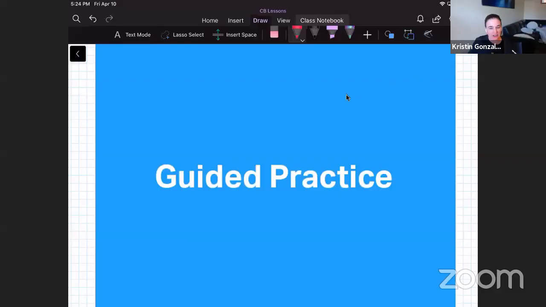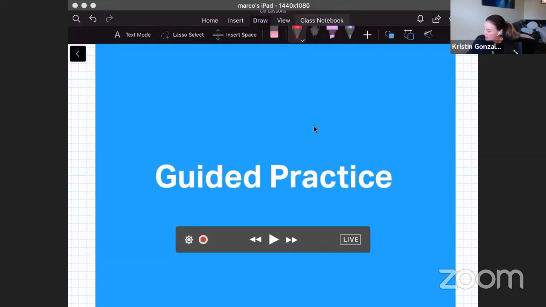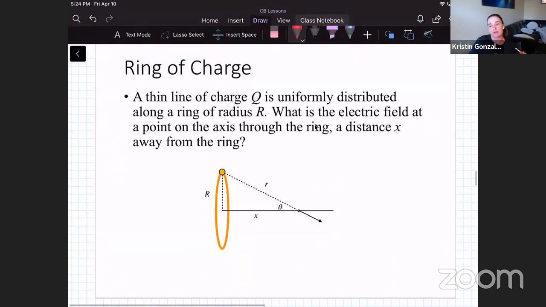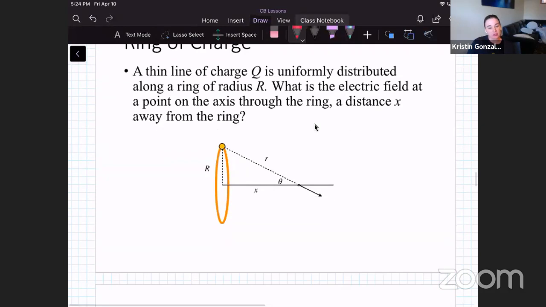Okay, so we're going to look at a ring of charge and what happens to find the electric field. And I'm going to show you a shortcut eventually, but the first thing I'm going to do is show you the long way to show all the steps. So then you can see when I say what the shortcut is, you can understand that it does work out the same way. So I've got a thin line of charge, Q, where the charge is uniformly distributed along the ring.